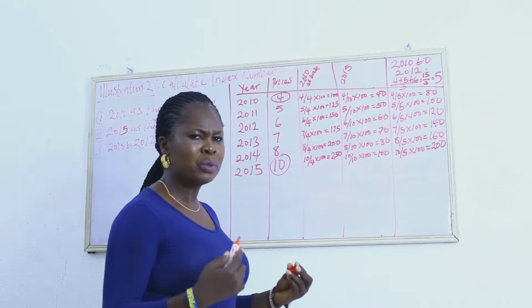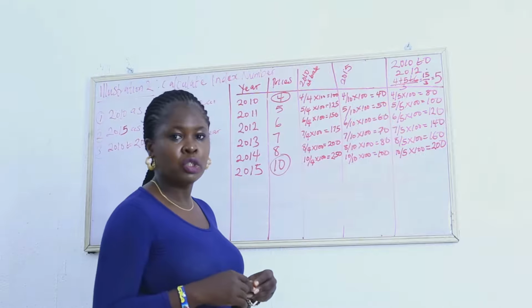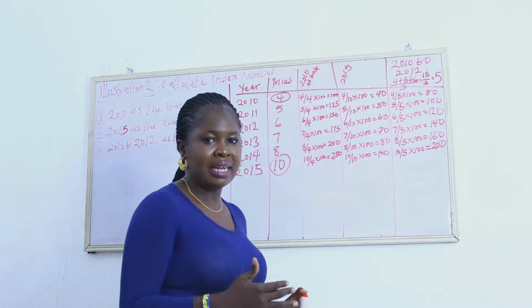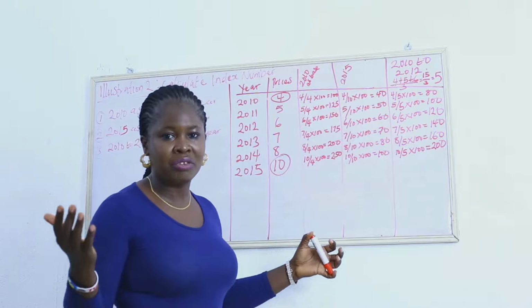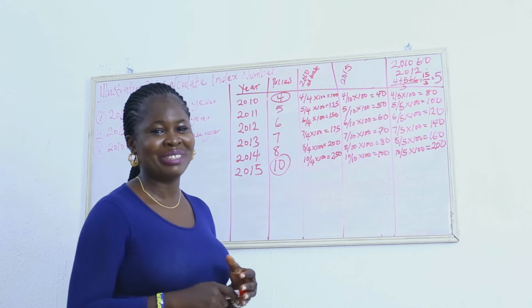There are simple things, if we put our mind to it, that we can get as fast as possible. Just know your current year, then know the base year, multiply by 100, then we are good to go. I believe everybody is going to get an A in this course this semester.